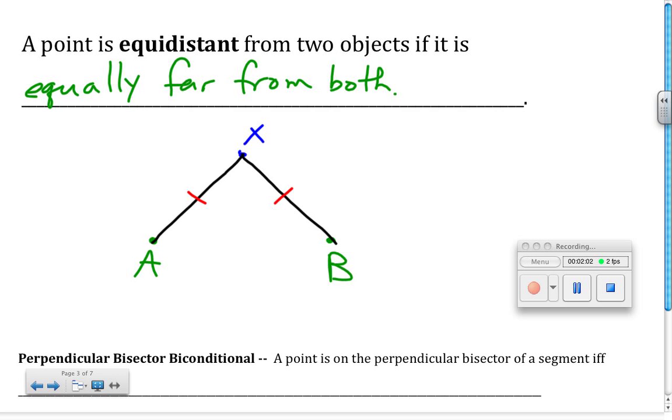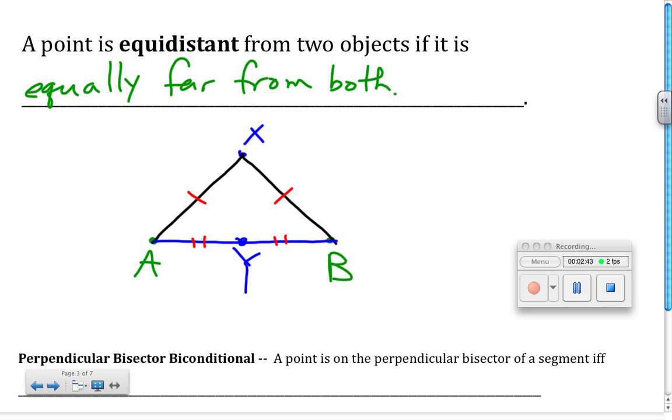Well, let's take a look at segment AB. What point on AB would be equidistant from points A and B? I'm looking for a vocabulary term. What point on segment AB would be equidistant from points A and B, Zoe? The midpoint, absolutely. So let's call that point Y. And as Zoe said, that's the midpoint.